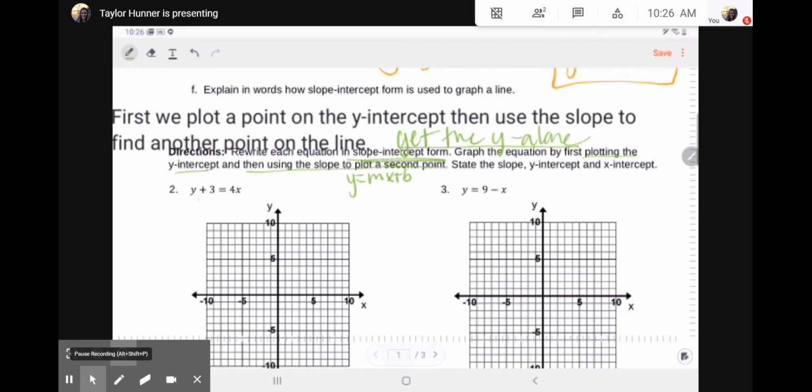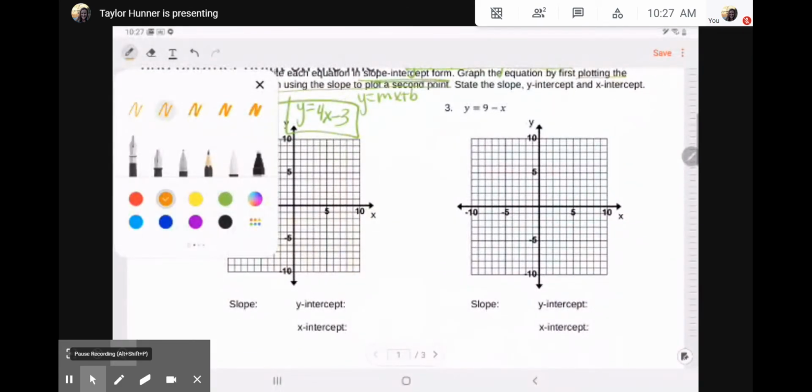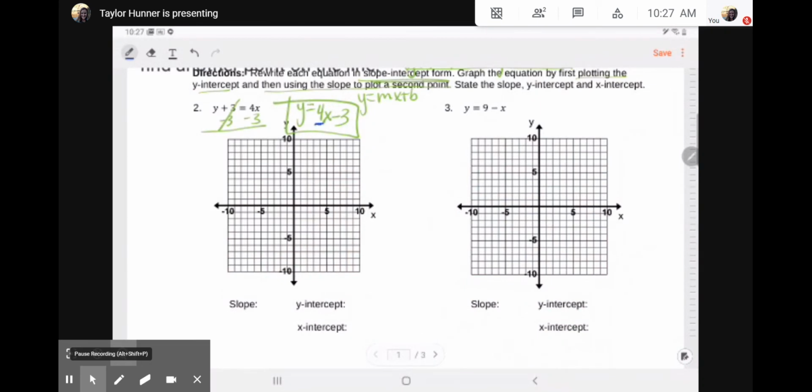So right now in number 2, 3 is being added to y. In order to get rid of it, I would just have to subtract 3. Then I just have y by itself on one side and 4x minus 3. So for number 2, I now have my slope and my y-intercept. So my slope is 4.